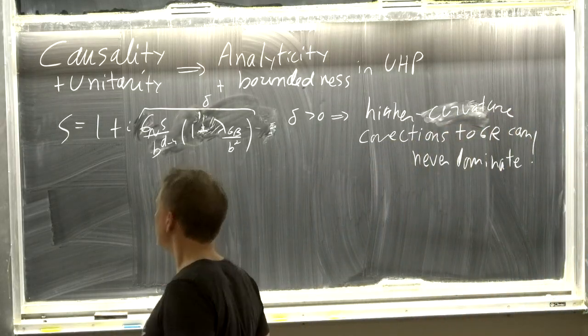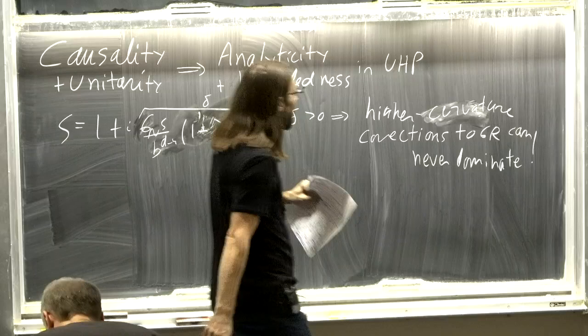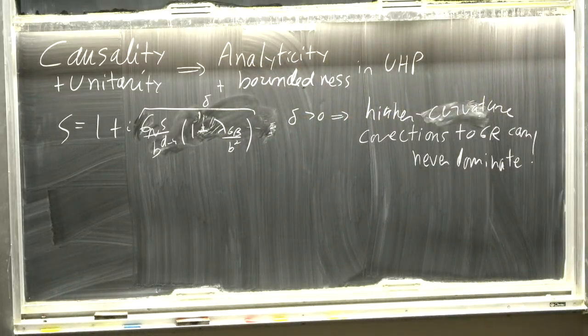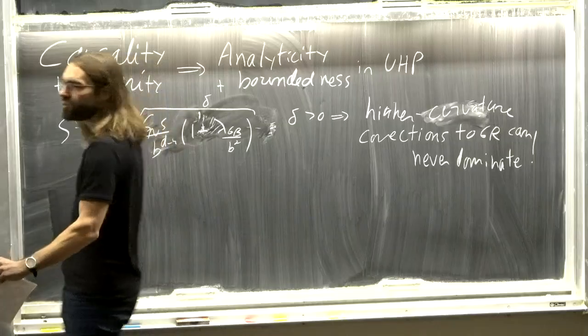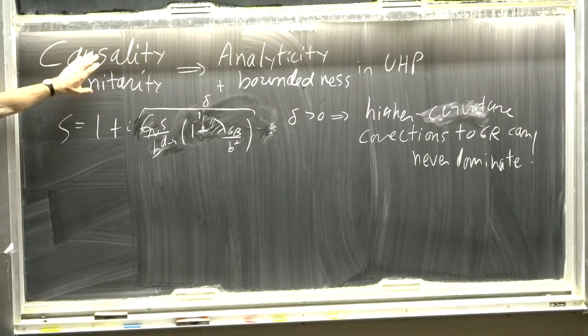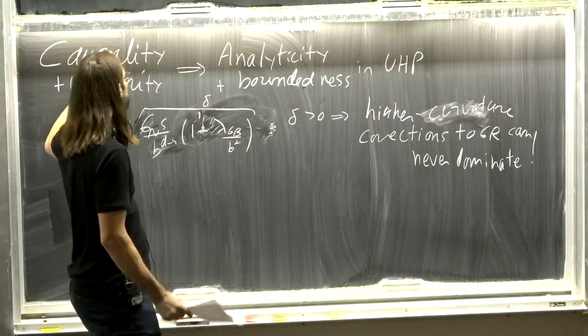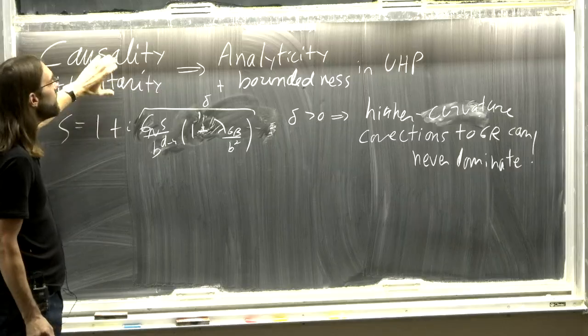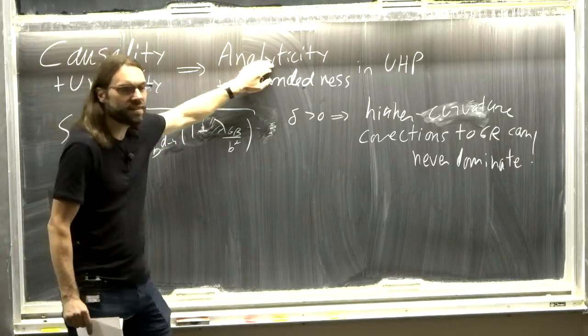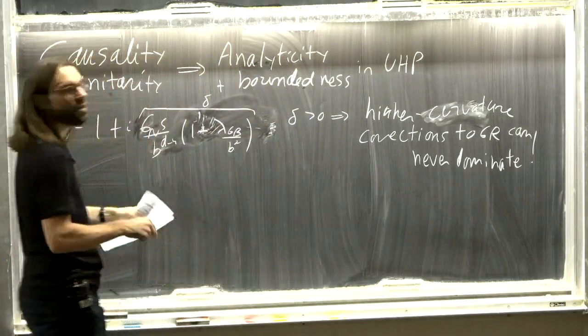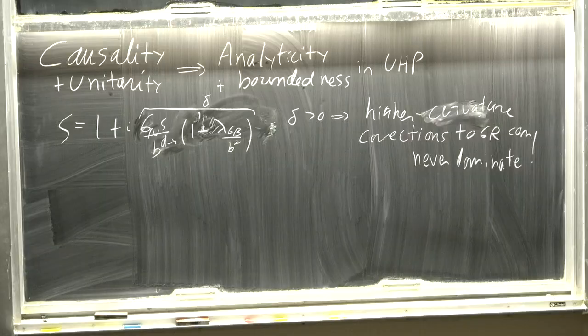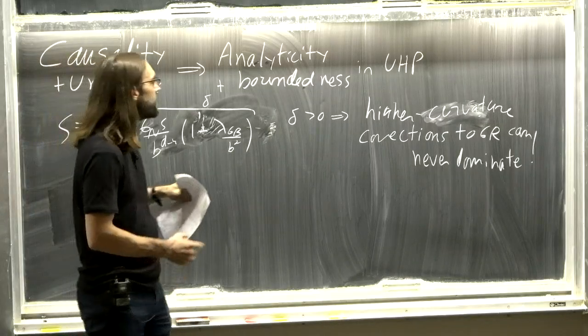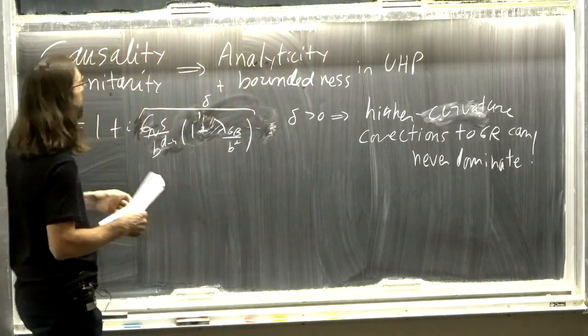Welcome back, everyone. So to summarize where we were last time: we discussed Fourier transforms and the Kramers-Kronig relation, and we said that causality and unitarity together imply analyticity in the upper half plane and some boundedness property that leads to a dispersion relation of Kramers-Kronig type, that we'll talk about more today.